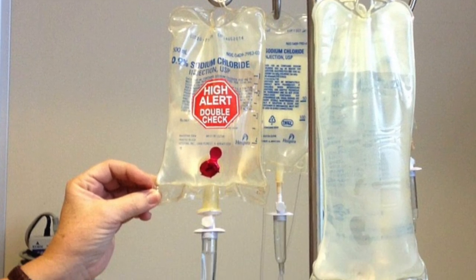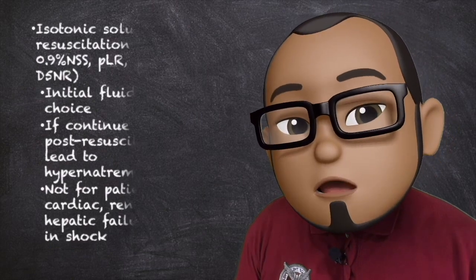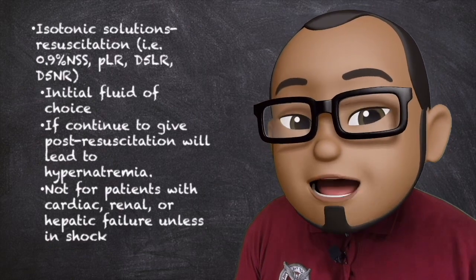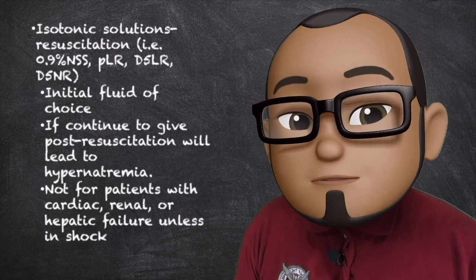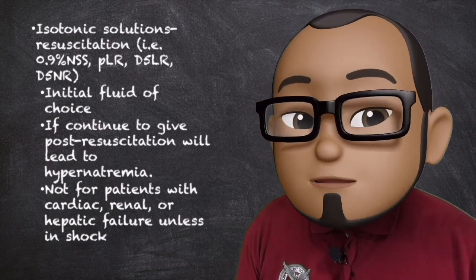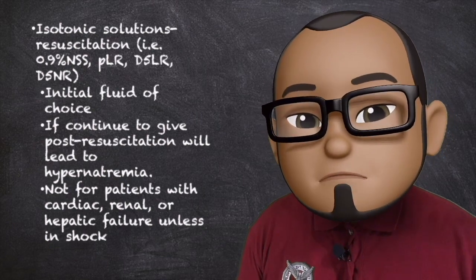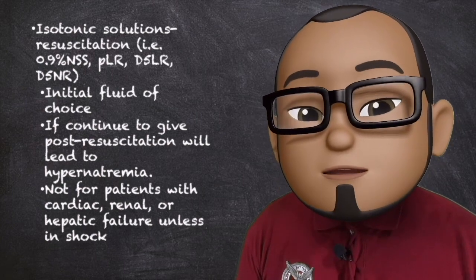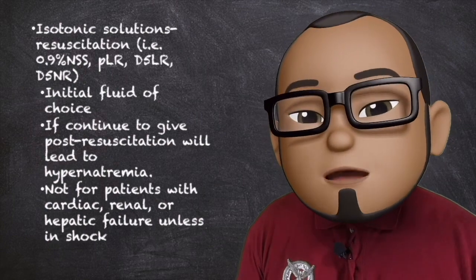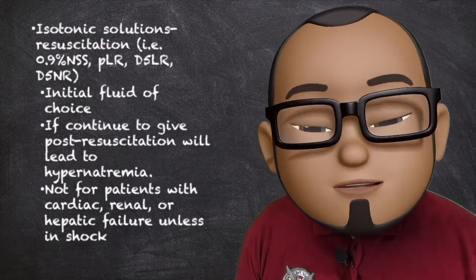What are the indications for use of the different parenteral solutions? You have your isotonic solutions, which are your 0.9% normal saline, plain LR, and your D5LR and D5NR. Your dextrose-free isotonic solutions are usually for resuscitation, while your D5LR and D5NR are usually your initial fluid of choice. However, if you continue to give these fluids post-resuscitation, it will lead to hypernatremia. And it is not for patients with cardiac, renal, or hepatic failure unless in shock.